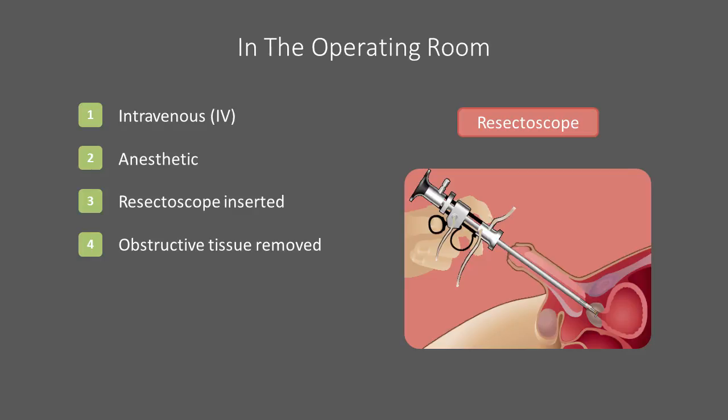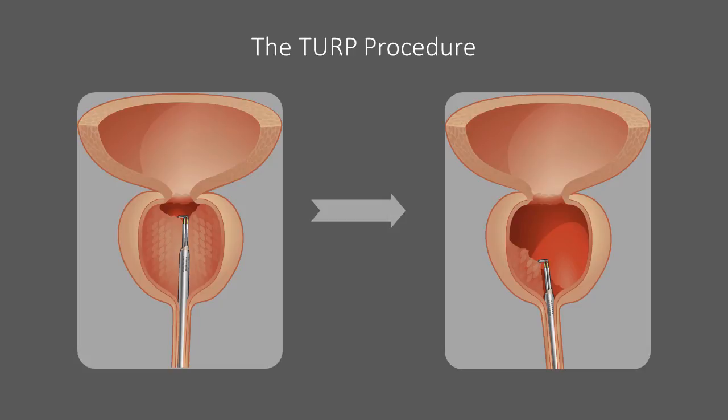The surgeon will insert a small instrument called a resectoscope into the urethra and toward the prostate. The resectoscope is used to remove the obstructing prostate tissue. These images show how the resectoscope device is used to clear away the obstructing prostate tissue.